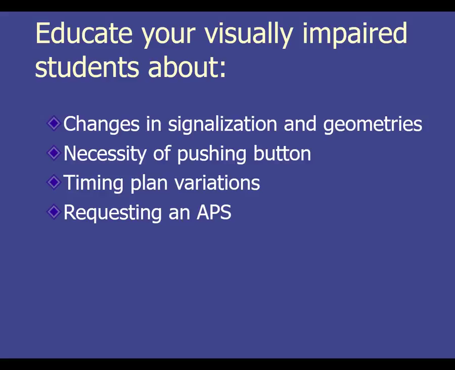Also, please educate your visually impaired students. Let them know about the changes in signalization and geometries. How important it is, if there is a button, that they must push it to get that pedestrian phase. Talk about timing plan variations. And also work with them on advocacy. They can request an APS, and that can be actually more effective than you requesting it on your own.